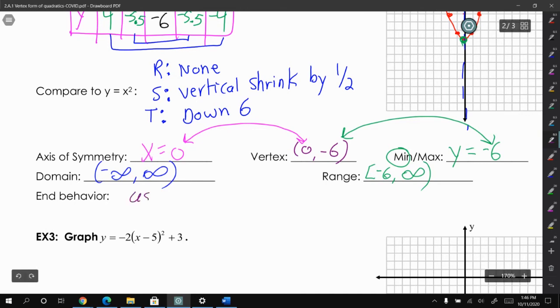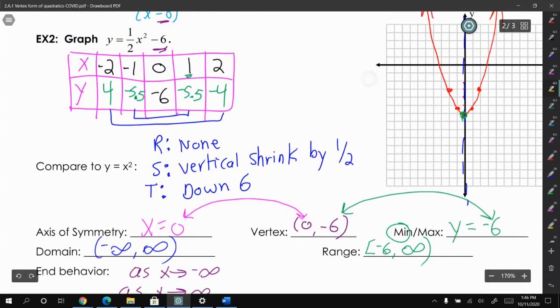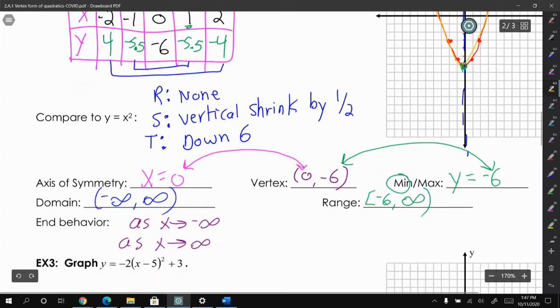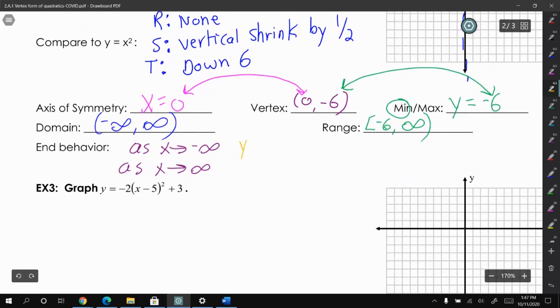So then end behavior as x approaches negative infinity, that's the left side, and then as x approaches positive infinity is the right side. Both ends are going up. See, both ends are going up. So y approaches positive infinity, y approaches positive infinity.